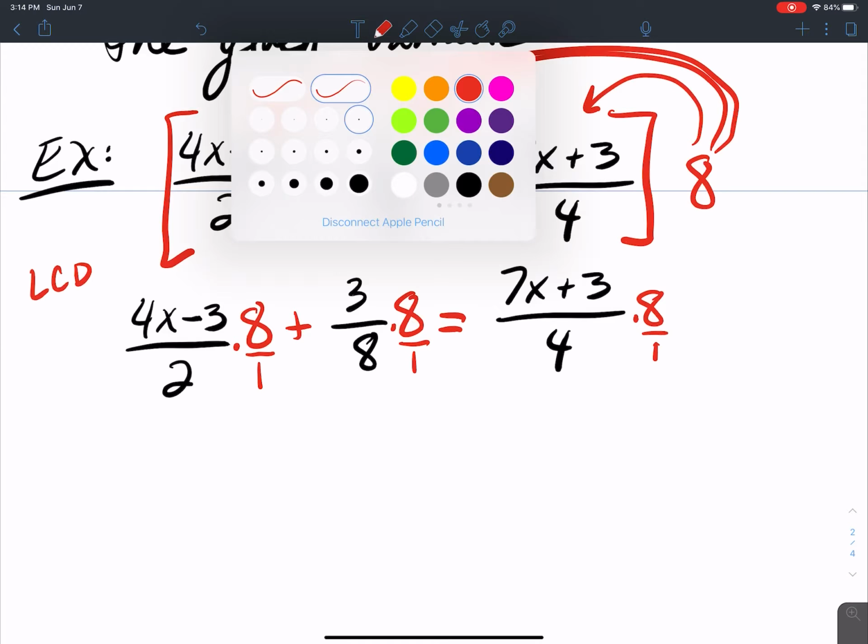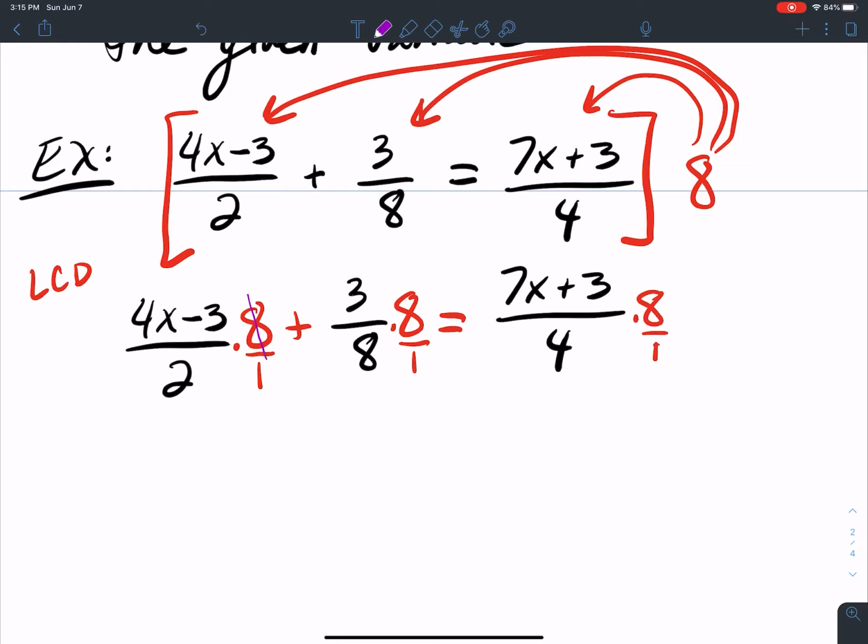And so what do I see here? This 8 cancels with that 2 there. What is 8 divided by 2? 8 divided by 2 is 4, right? So this becomes 4. So what do I have? I have in parentheses multiplied by 4. What's in parentheses here? That's 4x minus 3, right?